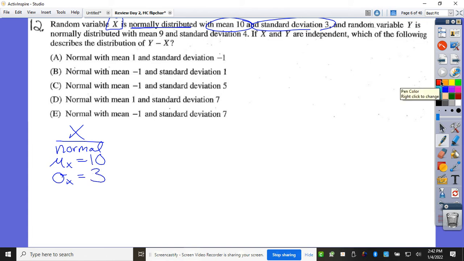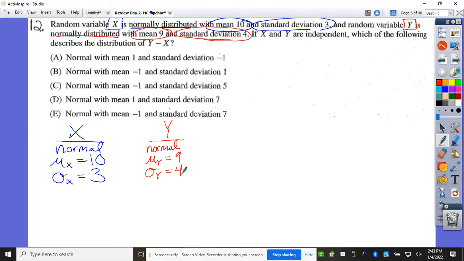And then separately, we have a random variable y that is normally distributed with a mean of 9, standard deviation of 4. X and y are independent. Which of the following describes y minus x?